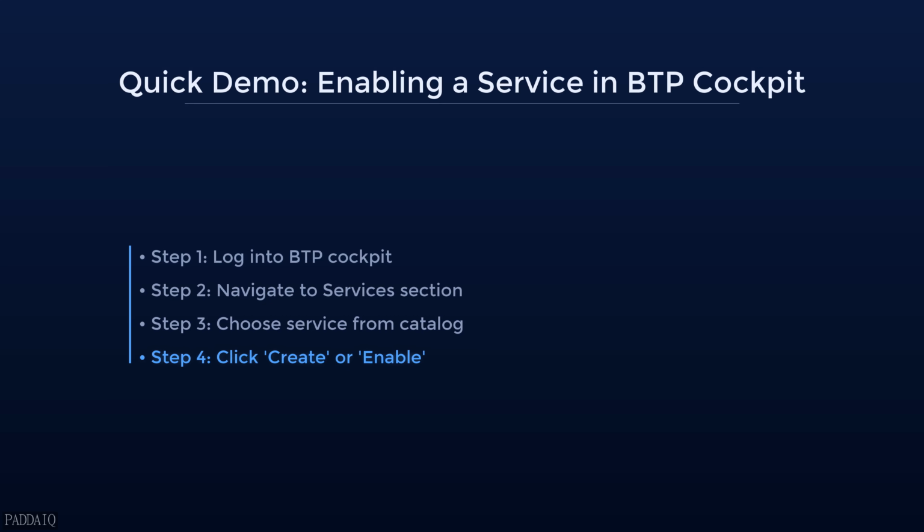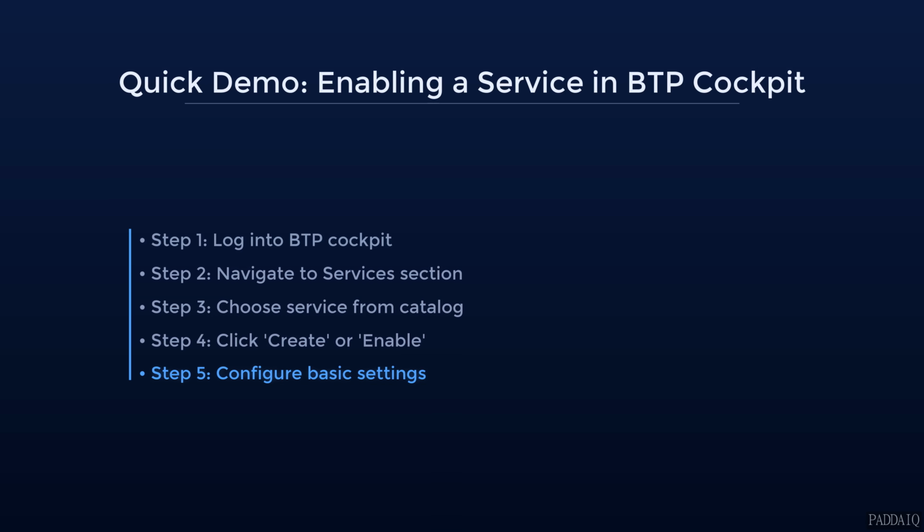Step 4. Click Create or Enable. This action activates the service, making it ready for your use in applications. For instance, after choosing an alert notification service, clicking Enable provisions it so your app can start sending alerts. This finalizes the setup, and your service is now operational.